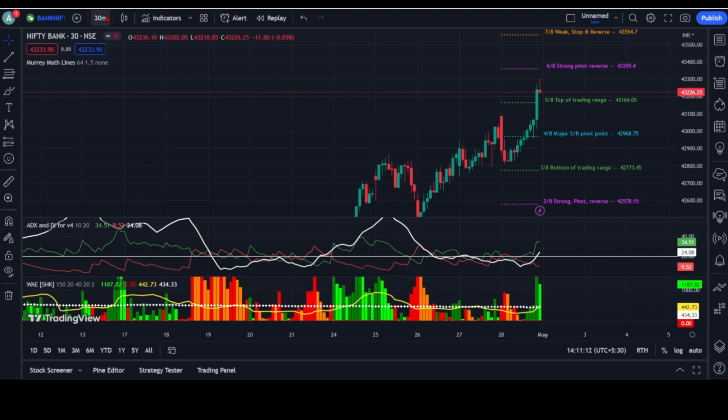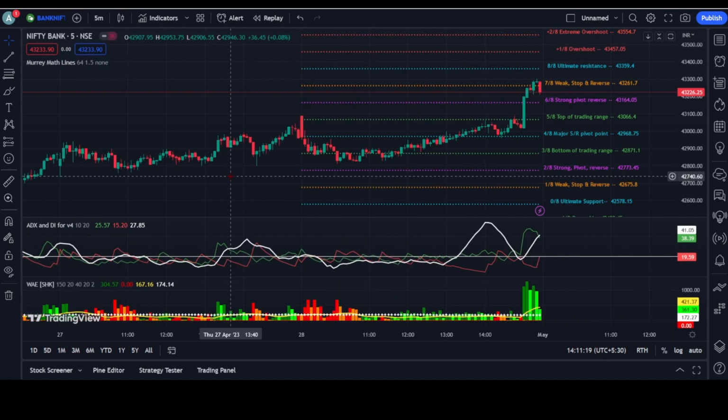We will check the higher time frame to check all our indicators. Of all the 3 indicators, at least one indicator should be showing our trend.